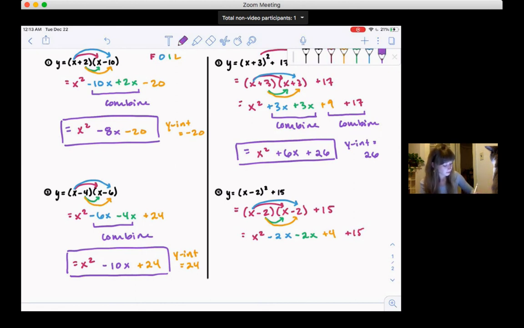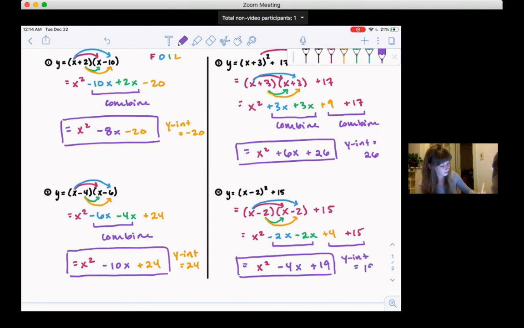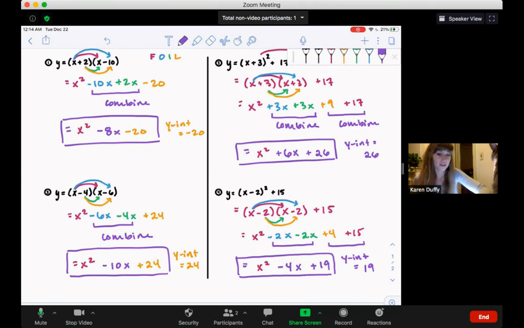Final step is to combine. So we can combine minus 2x and minus 2x, and we can combine plus 4 and plus 15. So we end up with x squared, minus 2x minus another 2x is minus 4x. And then 4 plus 15 is plus 19. So we're now in general form, and we can say that the y-intercept is that last number there, positive 19. All right, so that is how you would convert a quadratic function to general form and allow you to find the y-intercept.